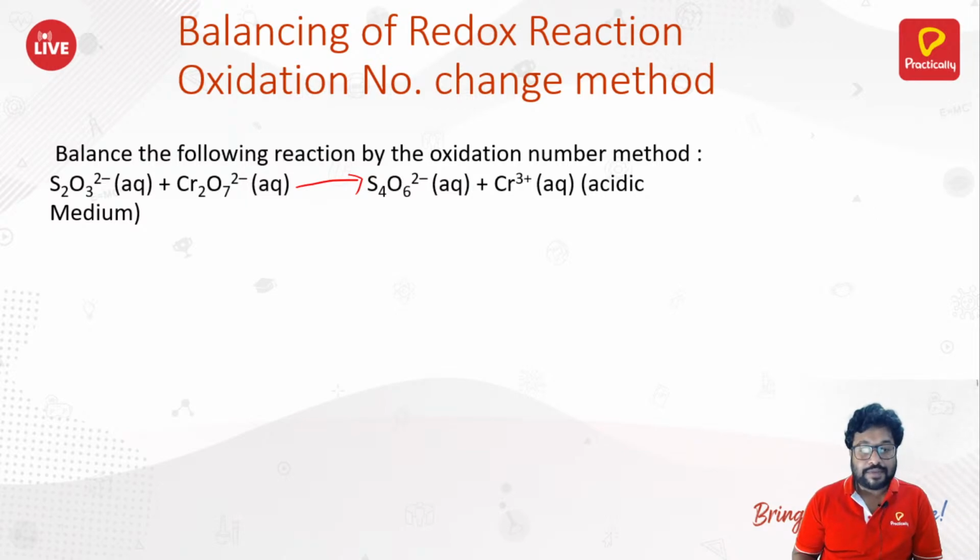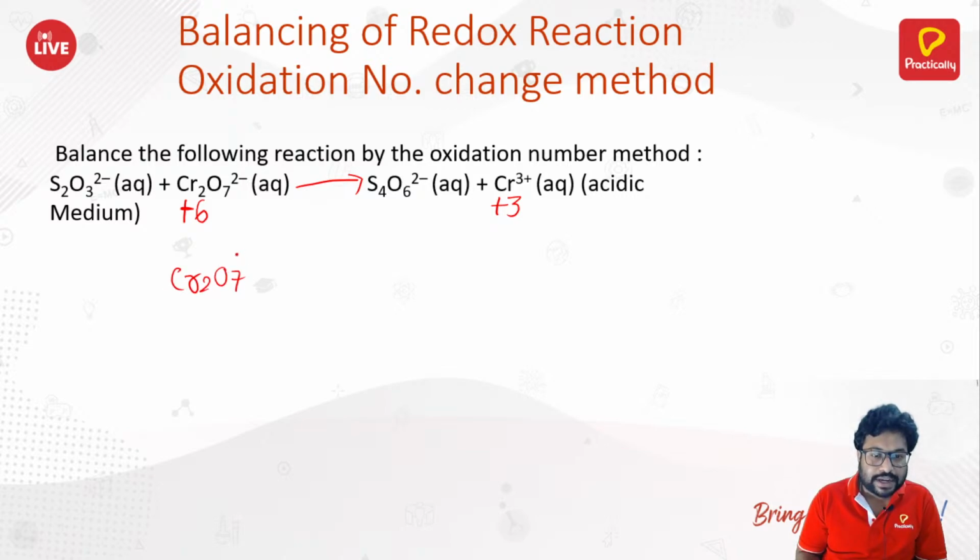Okay. Let's find out change in oxidation number. So chromium oxidation number here is oxygen 7 into 2, 14. 14 minus 2, 12. That means chromium 2 must be having a plus 12. So each chromium must be having a plus 6. So from plus 6 is going to plus 3. So decrease in OS. If you write it for the chromium, it goes from Cr2O7 2 minus to Cr3 plus.